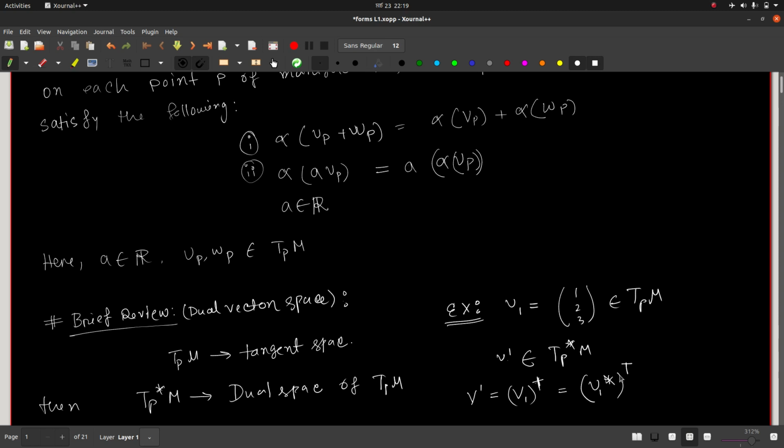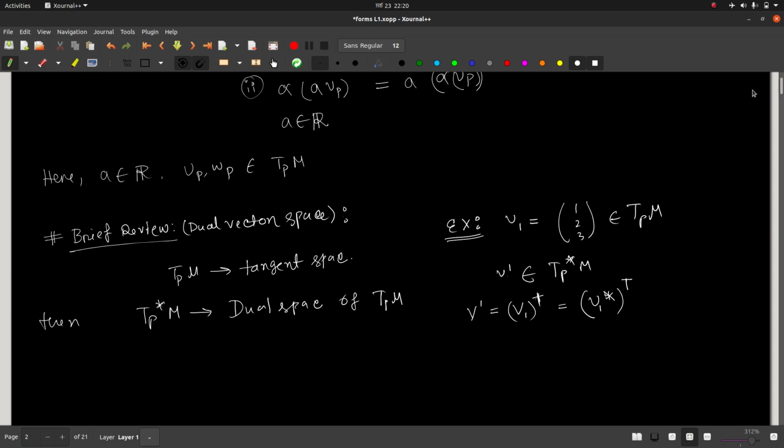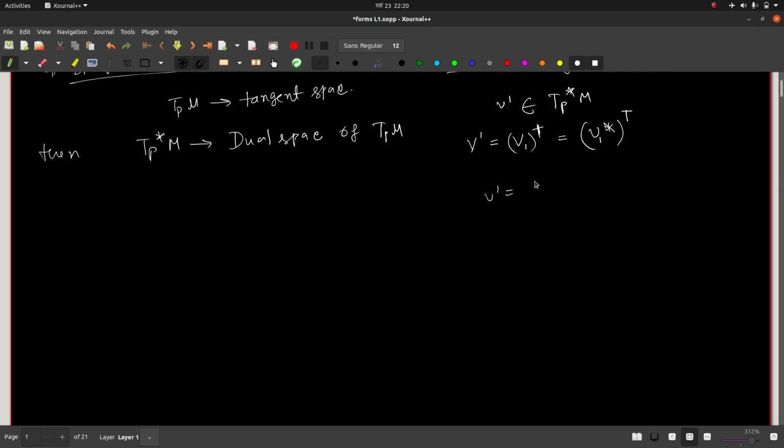Since we are not dealing with complex numbers, you can for now ignore this star symbol. Since v1 is written as 1 2 3, if you take a transpose of it, you should get a row vector, right? So v superscript 1 will be just the row 1 2 3. This is a very simple example of a dual space, and if you now multiply this, you should get 1 square plus 2 square plus 3 square, which is just a real number.